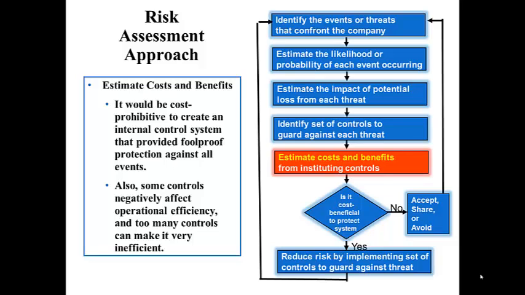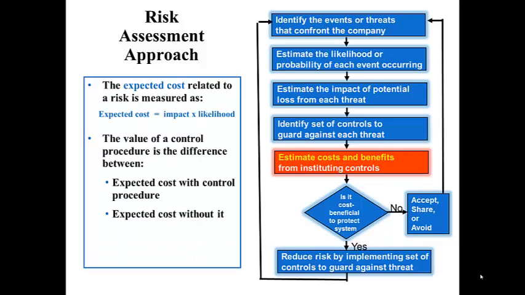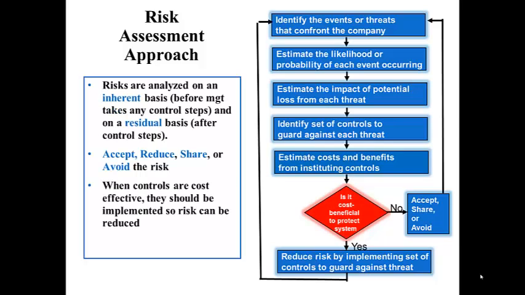It would be cost prohibitive to create a control that provided foolproof protection against all events. Also, some controls negatively affect operational efficiency, and too many controls can make it very inefficient. Expected costs are calculated by multiplying the dollar impact by the percentage likelihood. And the value of a control is the difference between the expected cost with the procedure and the expected cost without it. At this point, management makes a decision.